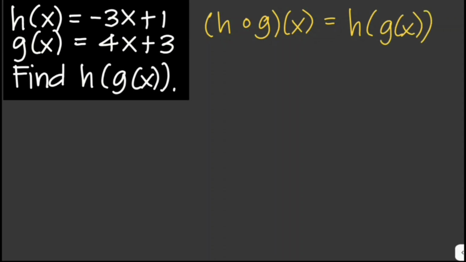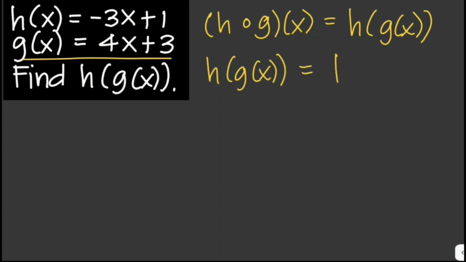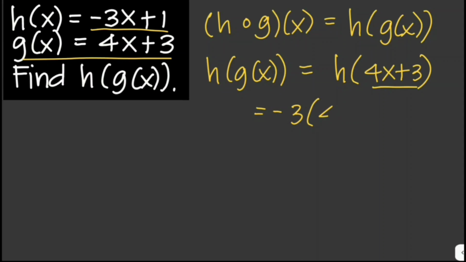So we just replace x with the whole function g of x, which is equal to 4x plus 3. So that would be h of 4x plus 3. And we replace the value of x with 4x plus 3 using this function. So that would be -3 times 4x plus 3 plus 1.